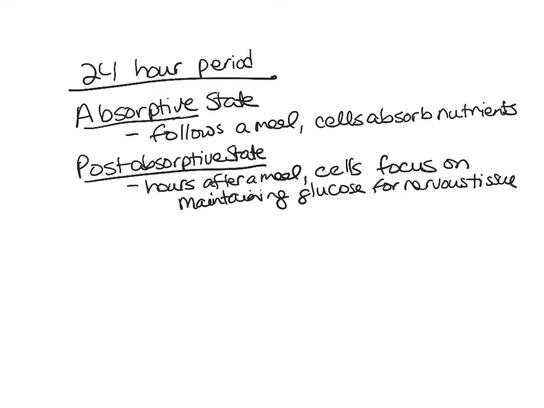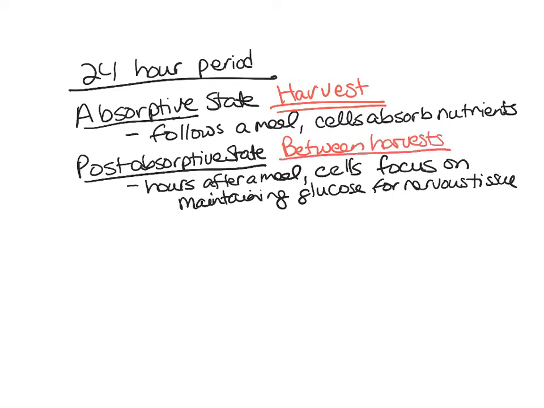So in a way, we could say that the absorptive state is the harvest time. So we are harvesting the crops and we're storing them in the barns. And then the post-absorptive state, this is going to be between harvests. So this is where we're pulling out our storage and we are using what we had stored during the harvest stage in order to maintain our energy levels. Let's go a little bit further into each one of these.